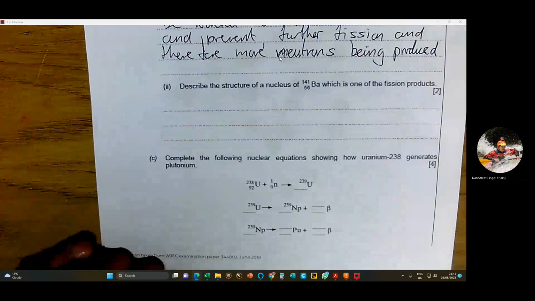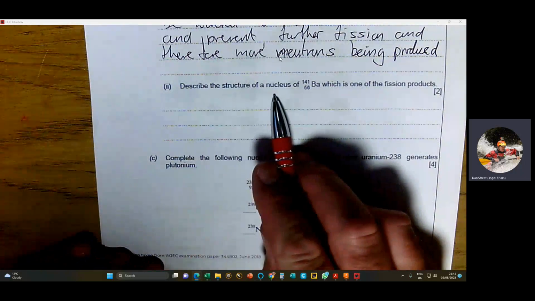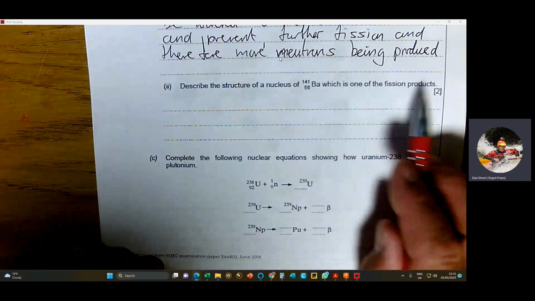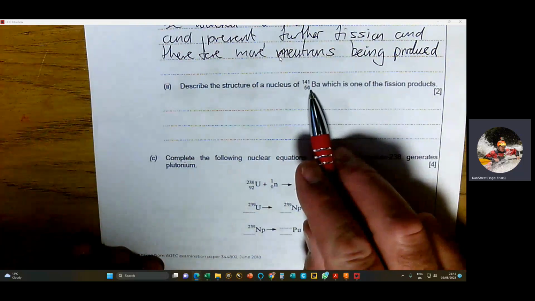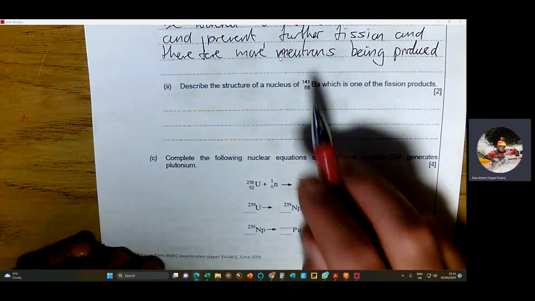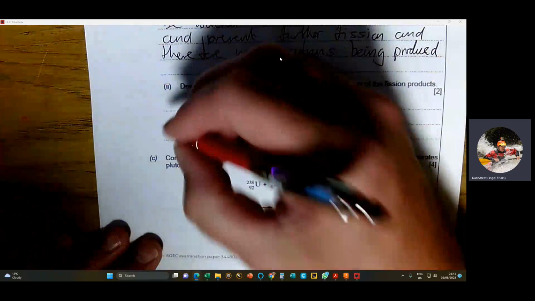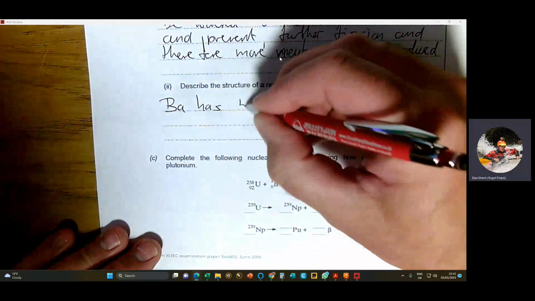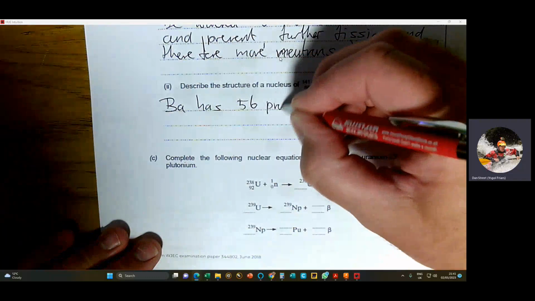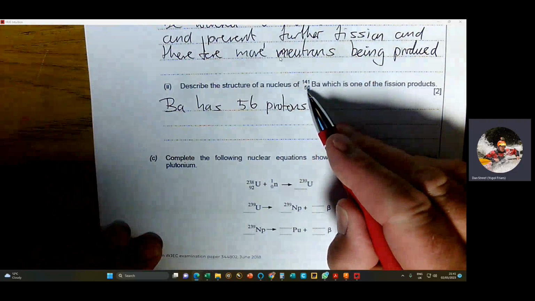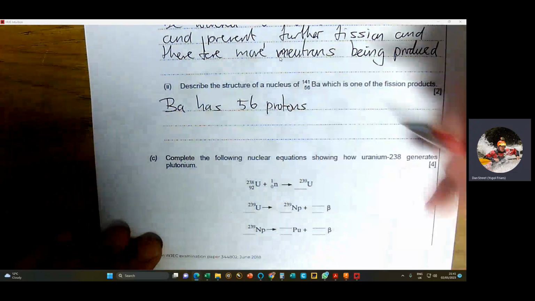Okay. The next question says, describe the structure of the nucleus of barium-141, which has atomic number 56, one of the fission products. What it wants to know is what's in the nucleus of barium. So to answer this question, you have to remember what these numbers tell us about the nucleus of barium. Okay, so we can say that barium has 56 protons.